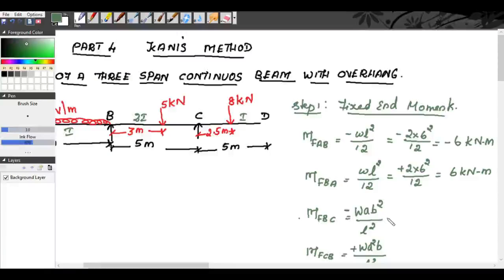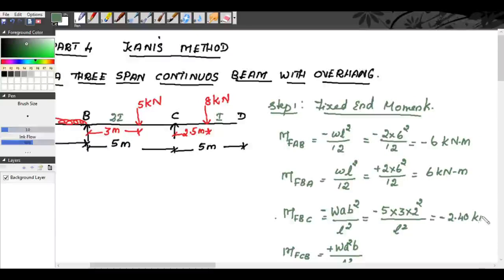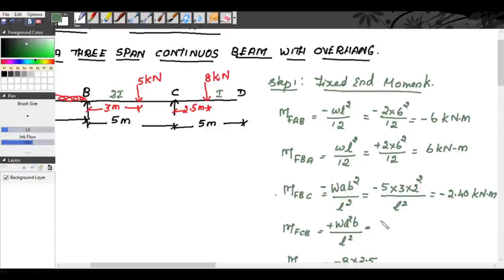Now for the span BC, it is minus, W is 5 kilonewton. So 5 into A is 3 meter and B is 2 meter. So 3 into 2 square divided by L square. See, this distance is 2 meter. So that will be equal to minus 2.40 kilonewton meter. So M of CB will be equal to plus 5 into 3 square. A is 3. So 3 square into B is 2 divided by L square. L is 5 here, right?